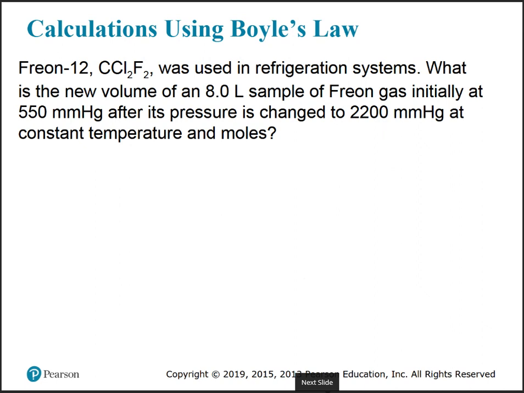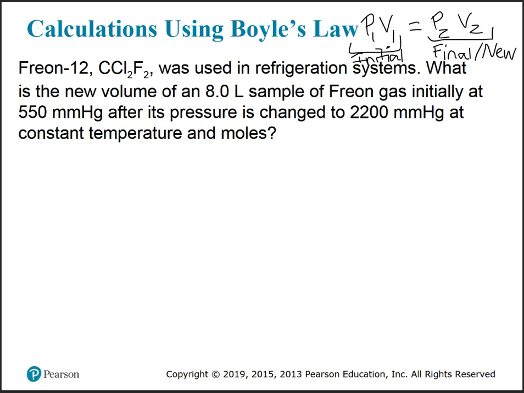Now let's do a calculation. Another way that we can represent Boyle's Law is like this. P1V1 equals P2V2. P1 and V1 are your initial conditions, and the P2V2 are your final or your new conditions. And we can use this to figure out the new volume or new pressure of a gas if we change one of these two variables.